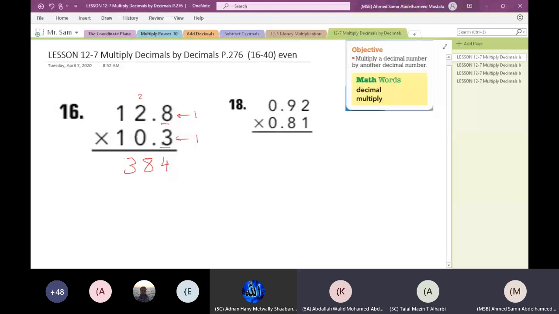Here, this number has one decimal place, yes? Yes. And this number also has one decimal place. So the answer would have 2 decimal places. So it would be here, right?